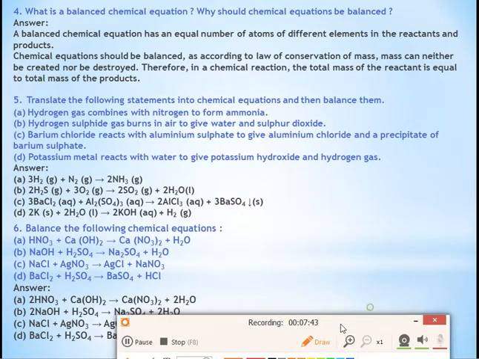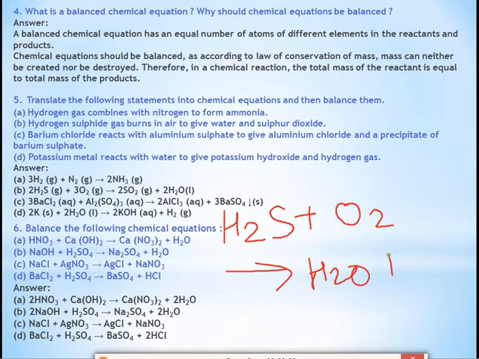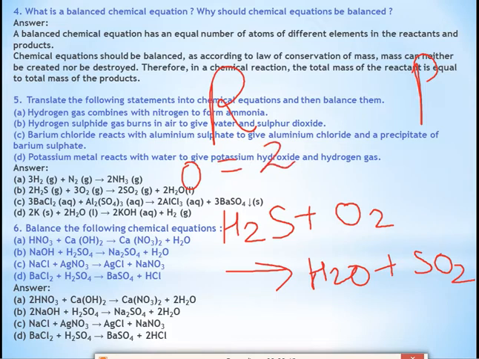Now let's take up the next question. Hydrogen sulfide gas burns in air to give water and sulfur dioxide. So what is the formula of hydrogen sulfide? H2S. It burns in air, meaning in oxygen, to give you what? To give you water, H2O, plus sulfur dioxide, SO2. Now we have to balance this reaction. You can see that in the reactant side, oxygen is equal to 2. But in the product side, the number of oxygen is 2 and 1, that is 3. 3 oxygen we have on the product side.